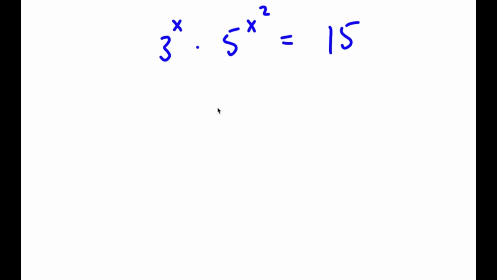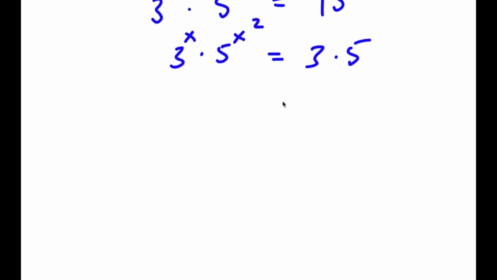In today's video, I'm going to be teaching you guys how to solve this exponential equation. So we have 3 to the power of x times 5 to the power of x squared is equal to 15. Now, 15 is the same thing as 3 times 5. So now I have 3 to the power of x times 5 to the power of x squared is equal to 3 times 5.